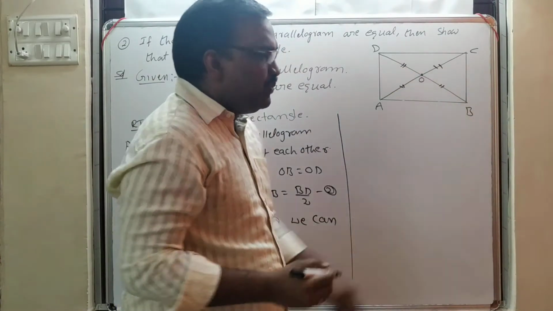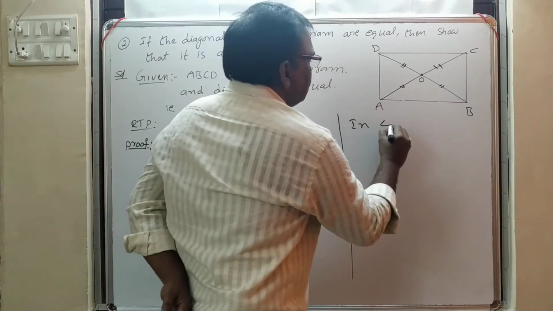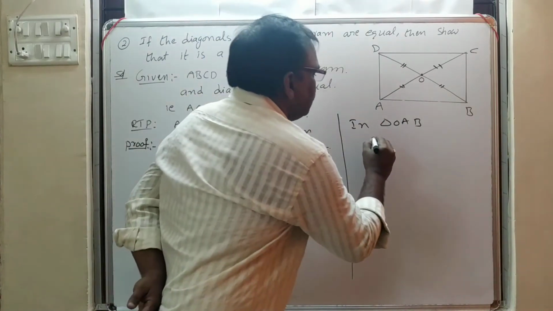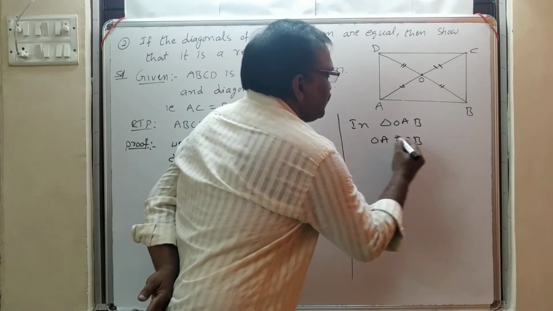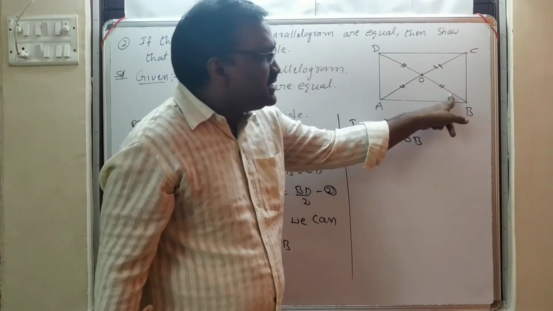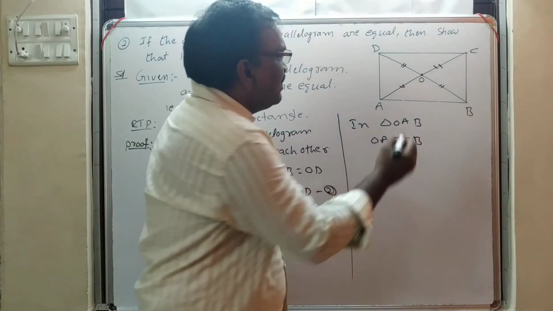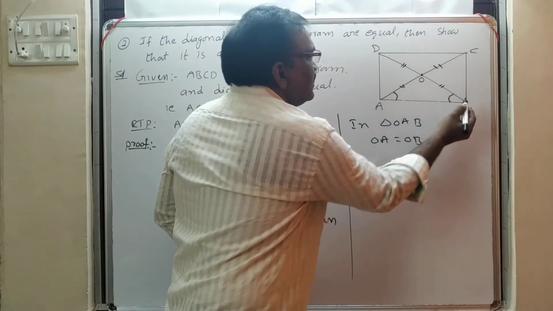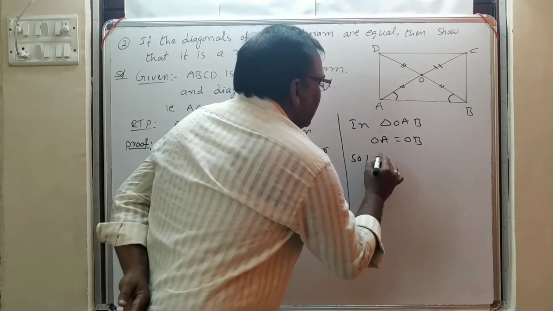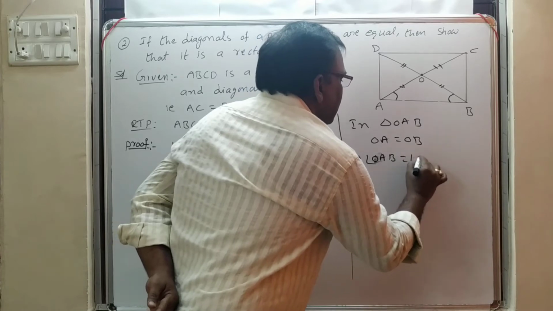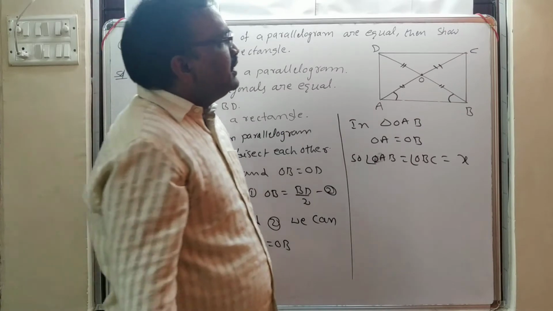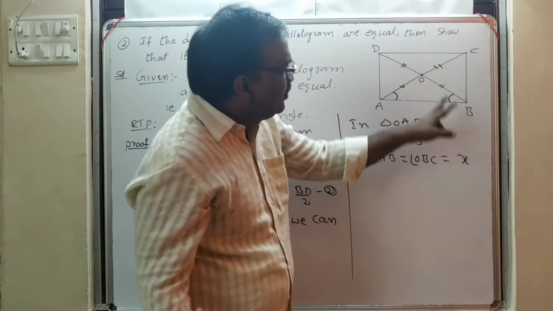So in triangle OAB, OA is equal to OB. What are the opposite angles? OA's opposite angle is this, and OB's is this. These two angles are equal. So angle OAB is equal to angle OBA. That is some x.